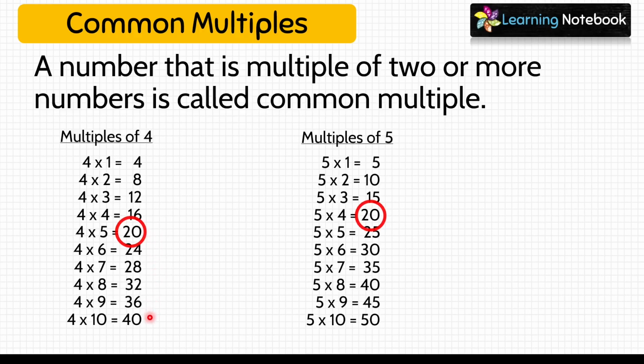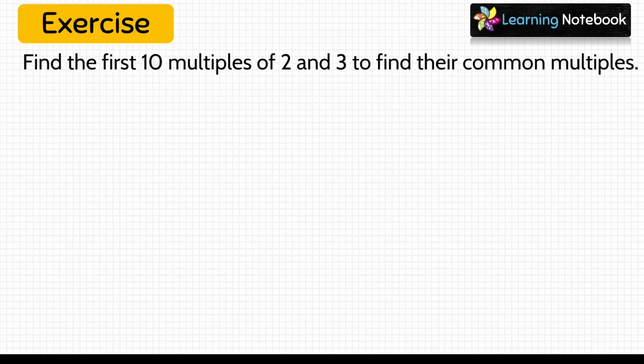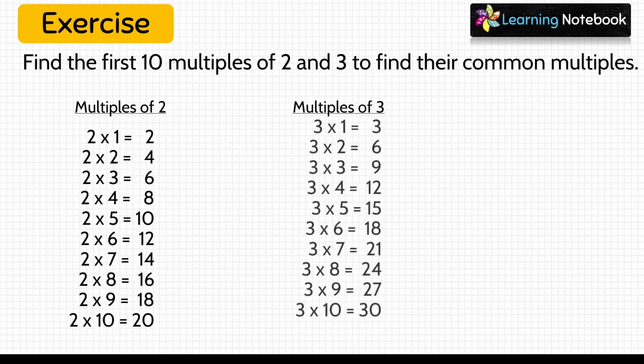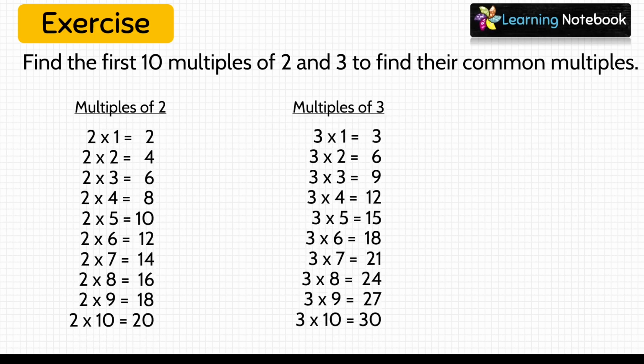Similarly, 40. 40 is a multiple of both 4 as well as 5. So 40 is also a common multiple of 4 and 5. Now let's do a question on common multiples. Find the first 10 multiples of 2 and 3 to find their common multiples. So let's write first 10 multiples of 2 as well as first 10 multiples of 3.